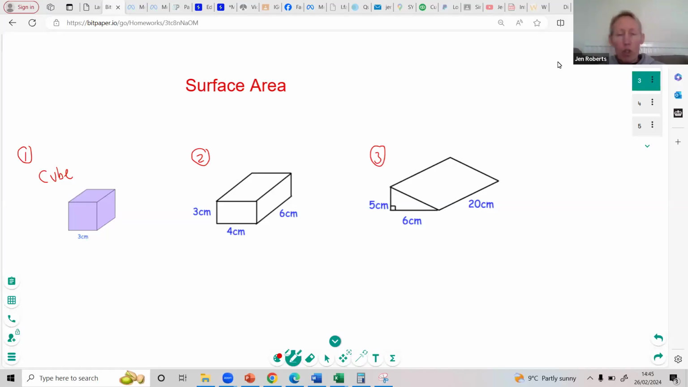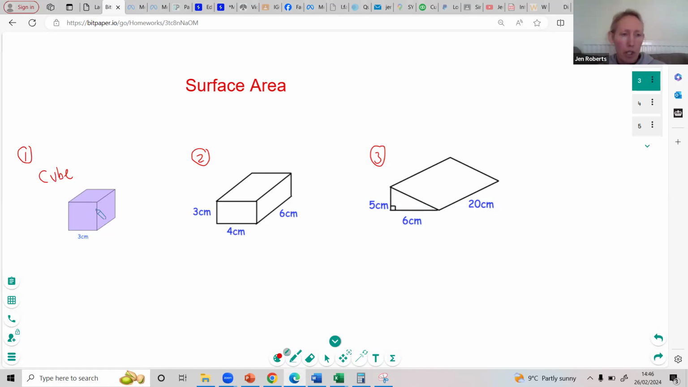Okay, in this recording, we're going to look at how to find the surface area. First of all, we're going to look at prisms, how to find the surface area of prisms. It's quite a tricky topic, this one. So, if you remember from the lesson, when we looked at this topic, the surface area of a 3D shape is the area of all the surfaces added together.